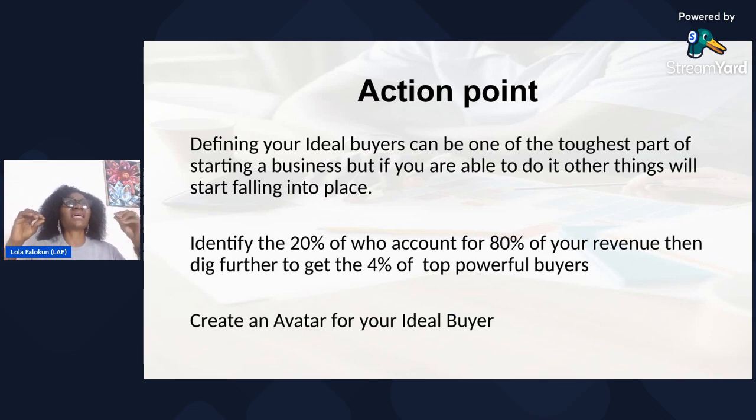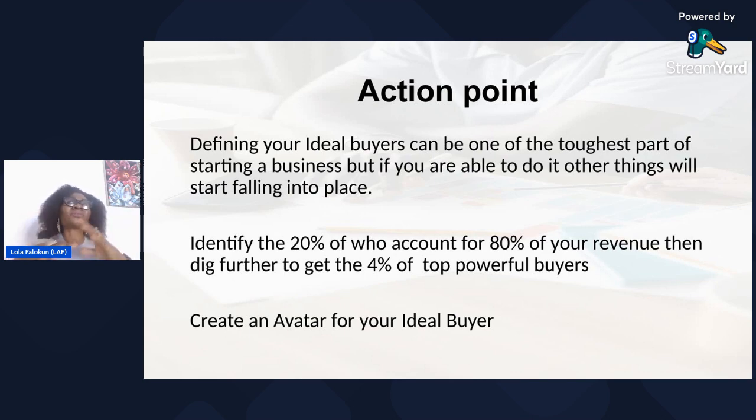That's why I said get a piece of paper or a notebook and a pen. So you identify your 20% of who accounts for your 80% of the revenue. Then dig further to get that 4% of the top powerful buyers. You need to get the SSS bundle to be able to understand that part because it helps you to work on your revenue.